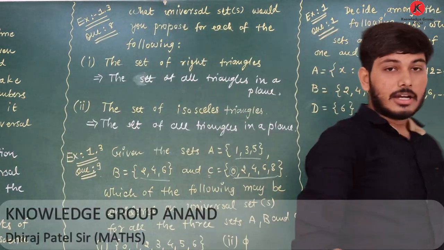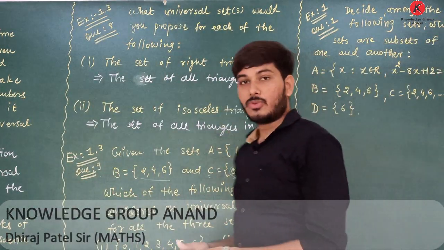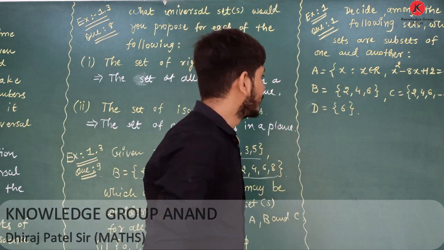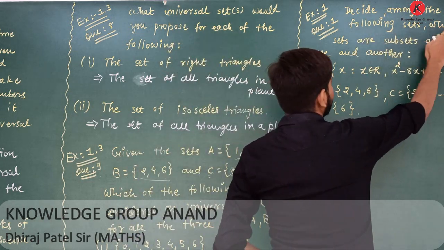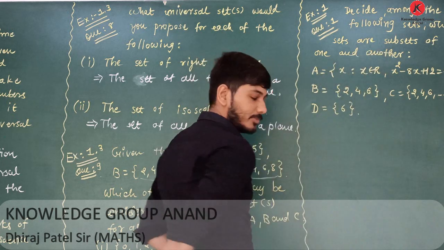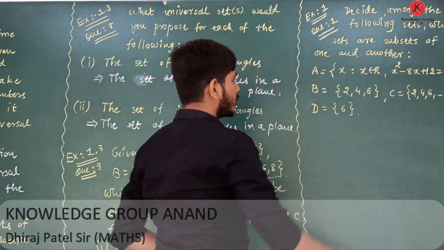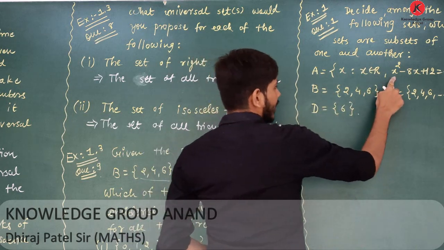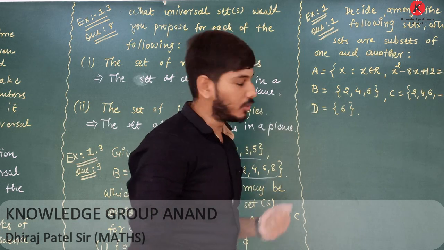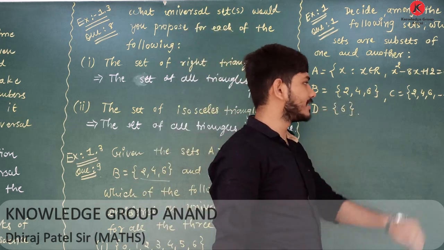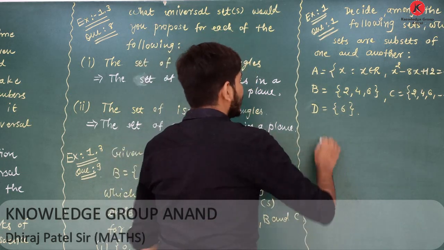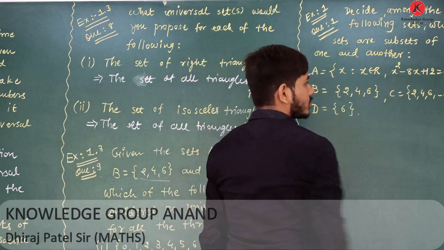Okay. Exercise 1, question number 1 is related to the topic of subsets. Decide among the following sets which sets are subsets of one another. The first set, set A equals x such that x belongs to R and x satisfies x squared minus 8x plus 12 equals 0. Set B equals 2, 4, 6, set C equals 2, 4, 6, 8 up to infinity, and set D equals 6. First of all, write set A in roster form.